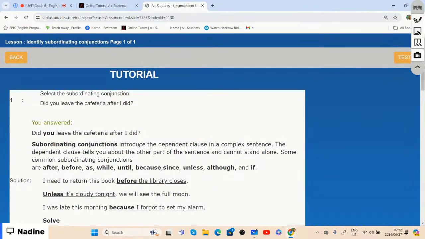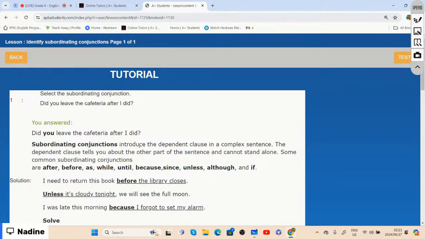All right. So once again, a subordinating conjunction introduces a dependent clause in a sentence, and the dependent clause tells you about the other part of a sentence and cannot stand on its own. And there we have a few of our subordinating conjunctions: after, because, before, as, while, until, since, unless, although, if. Now we're going to select the subordinating conjunction within a sentence.